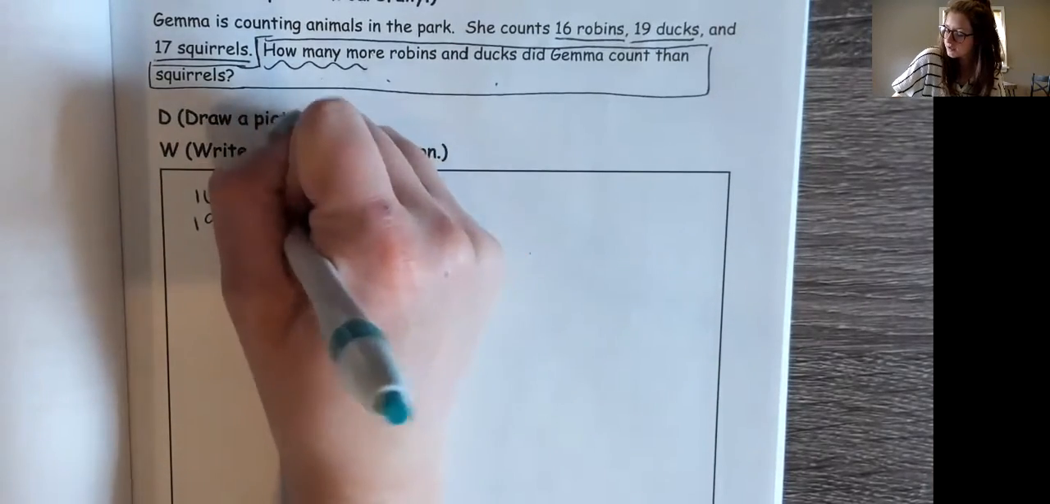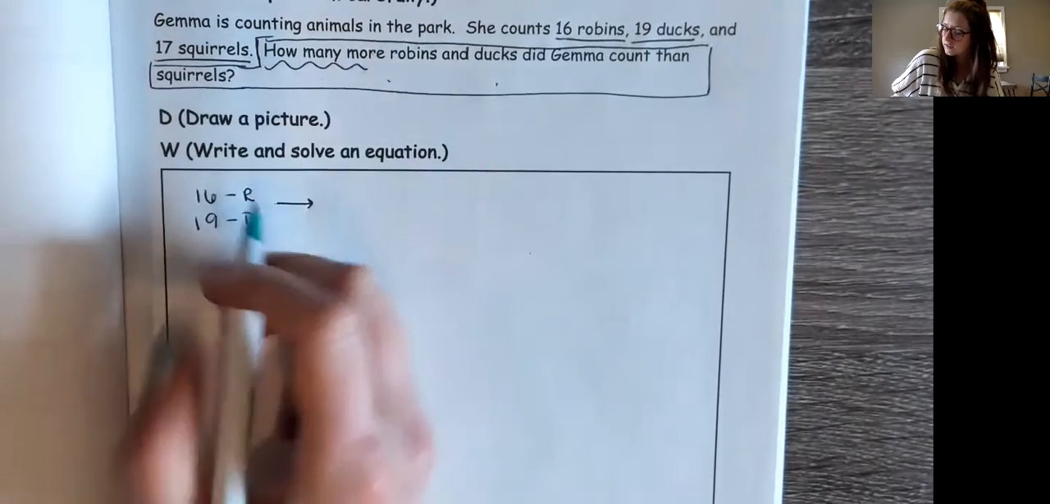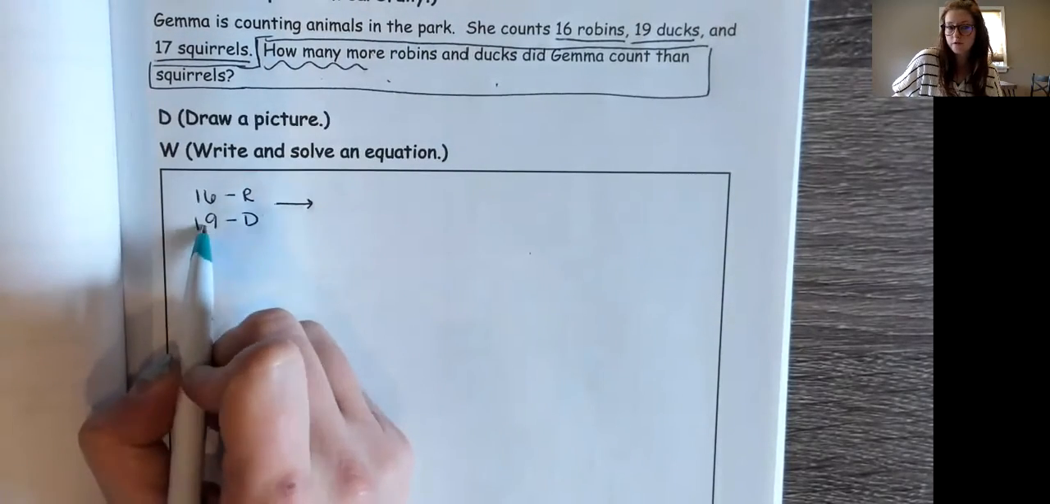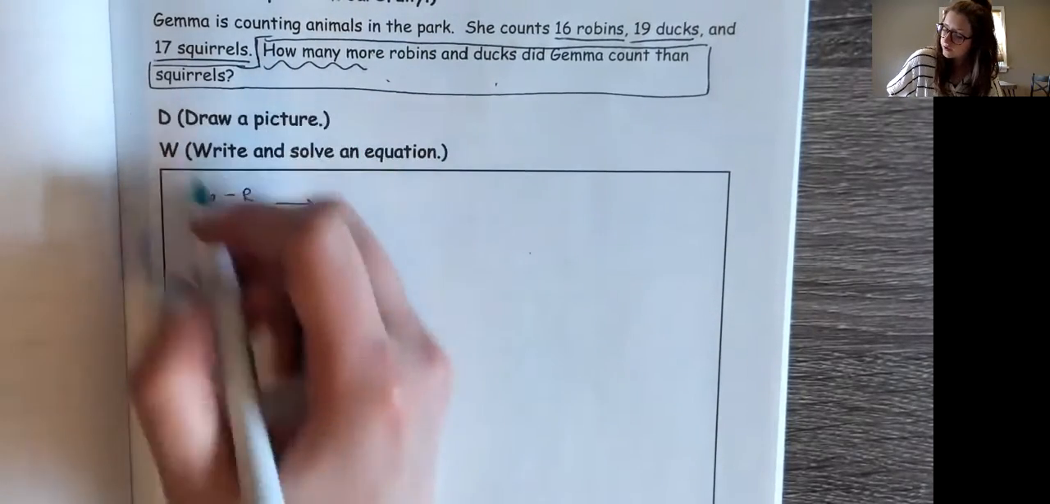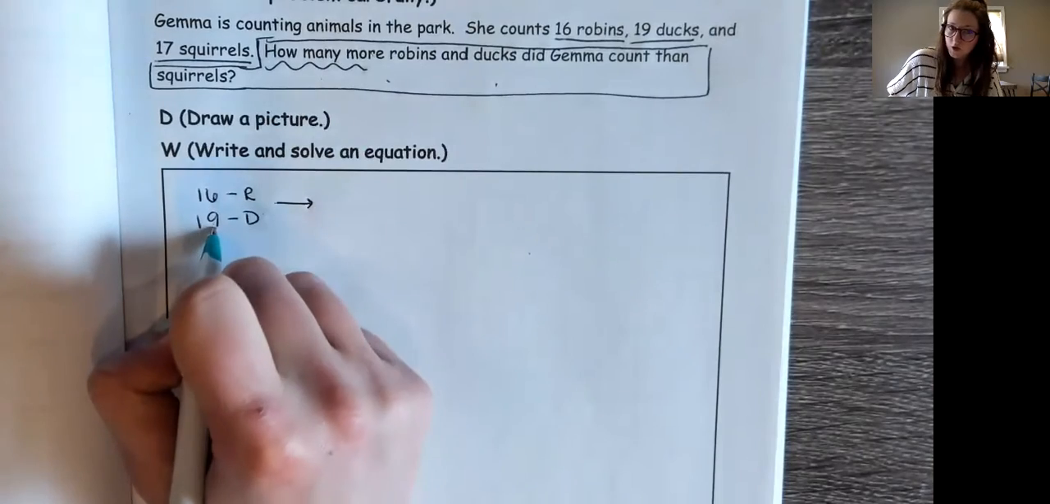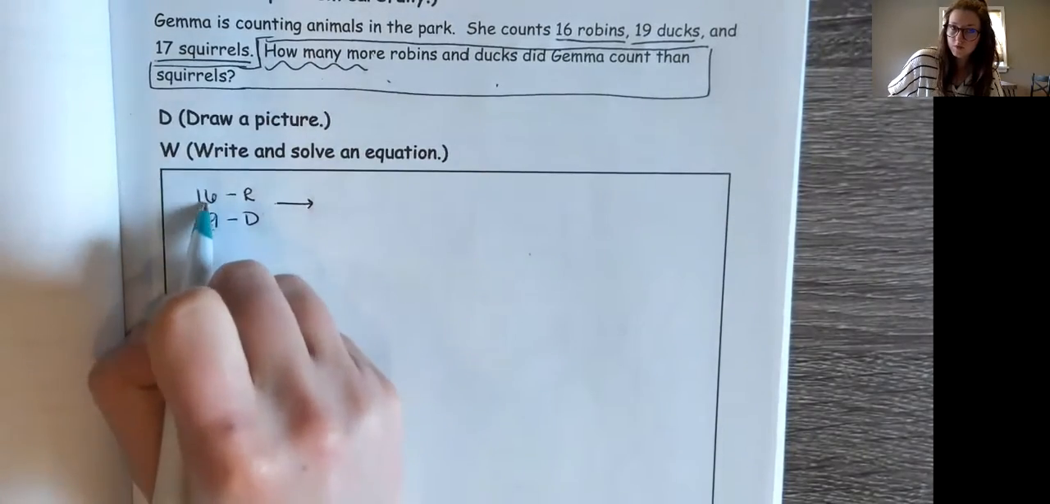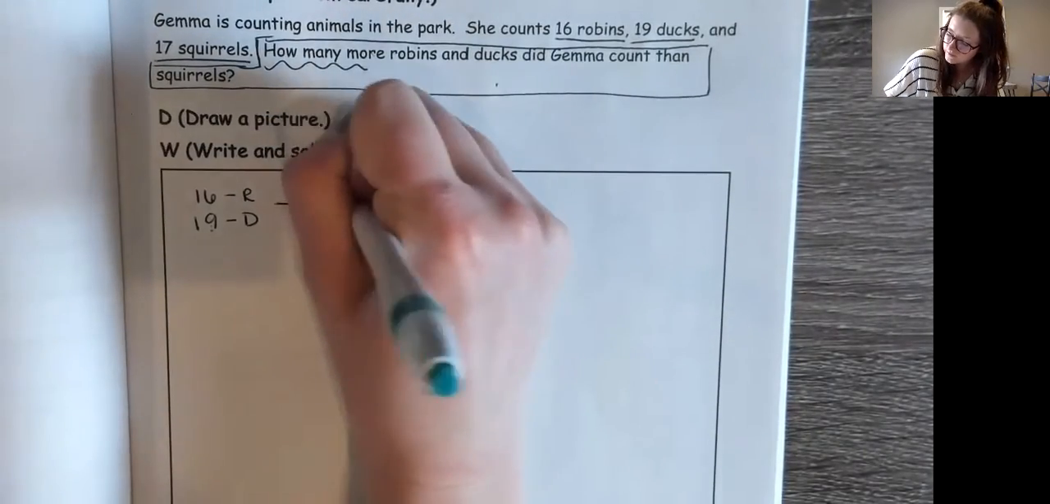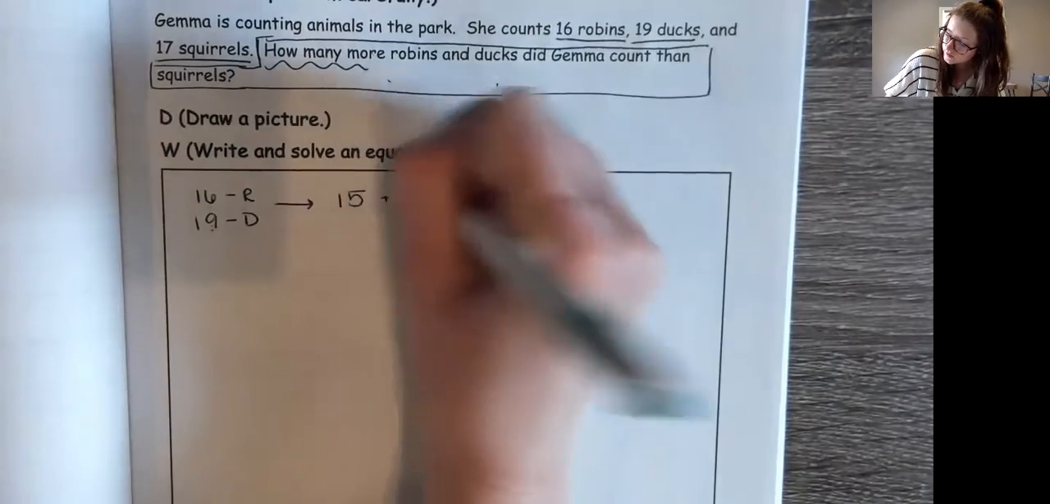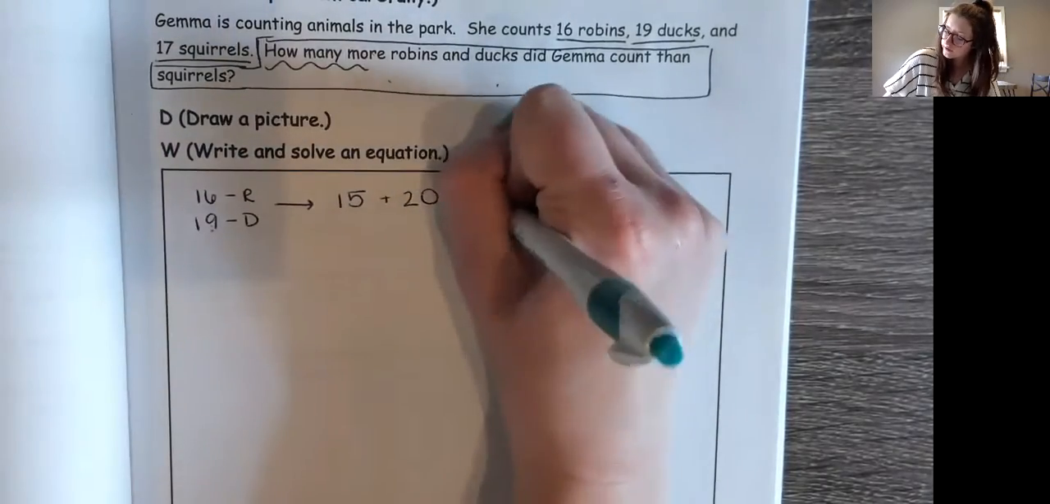One thing that I can do to make this problem a little bit easier for myself is I can use compensation, right? So what I can do is I know that 19 is one away from 20. And I know that if I'm going to make this 20, I'm adding one to here. So I'll have to take one away from here. So it could be 15 plus 20. And that will give me 35.